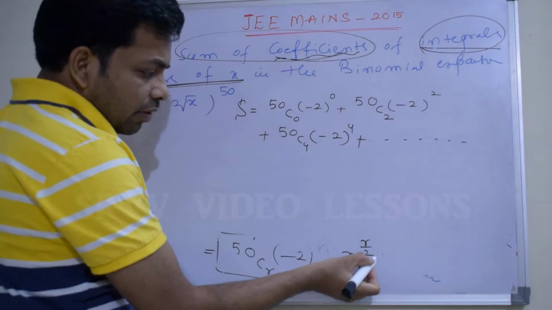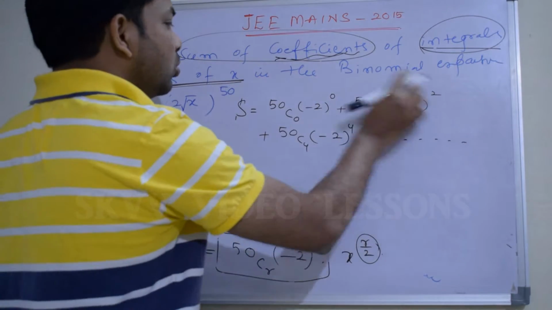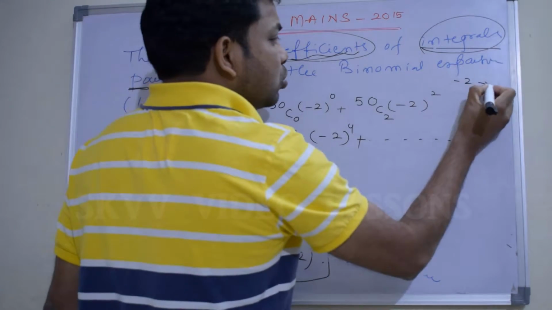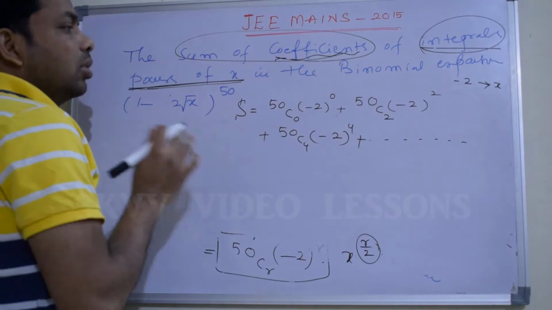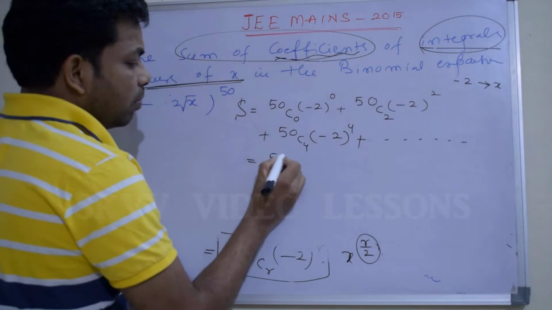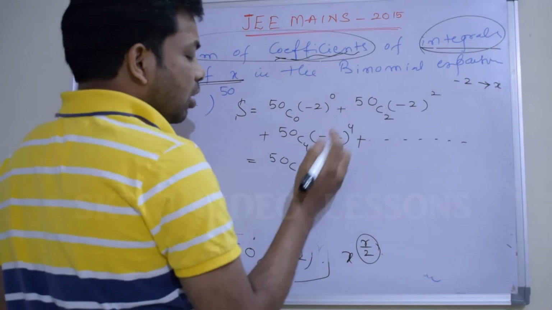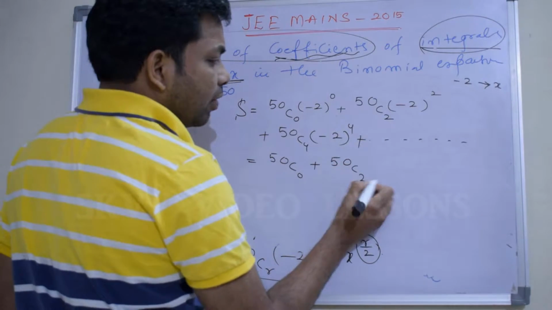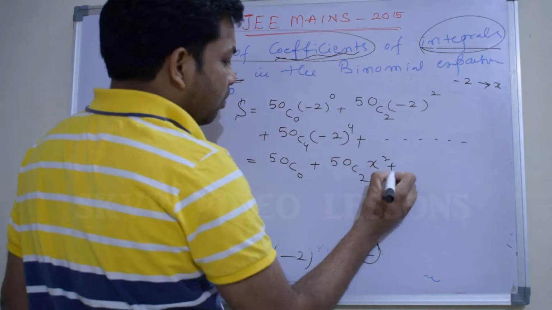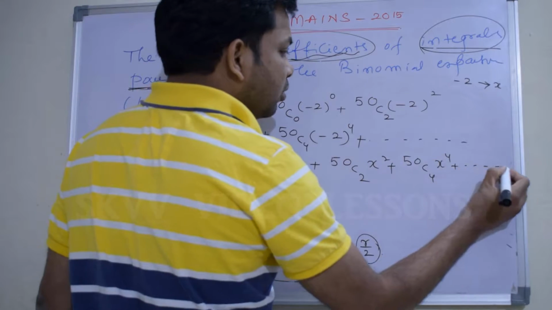So once again, when will it become an integer? Whenever r is even. So r is even means 0, 2, 4, and so on. So this is the sum of the binomial coefficients. Now imagine in place of minus 2, say something x. If I say minus 2 is x, how will it become? 50C0, this is 1, leave it, plus 50C2, where I am supposing minus 2 as x squared, plus 50C4 x power 4, plus and so on.